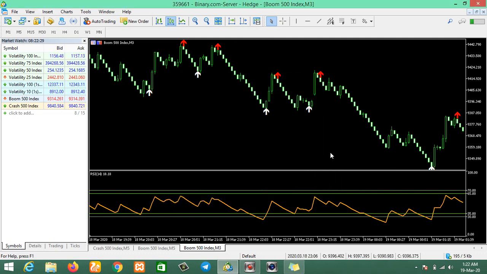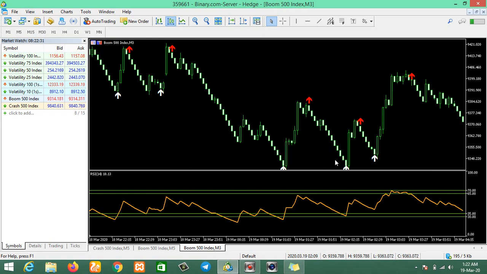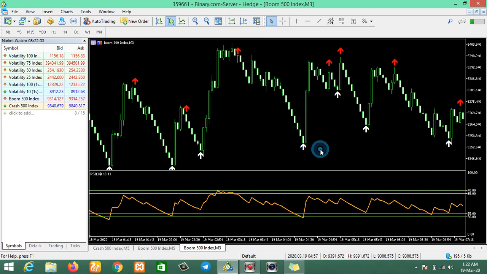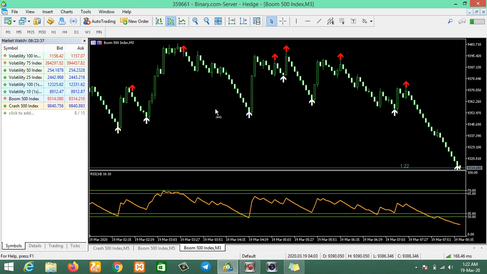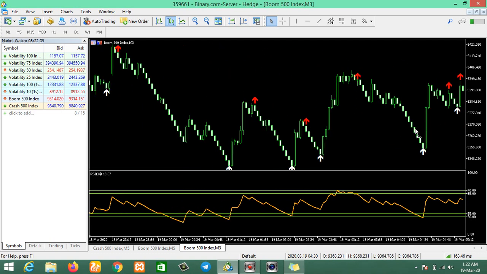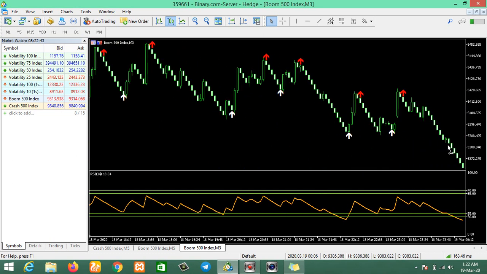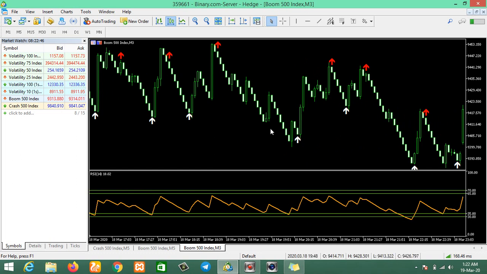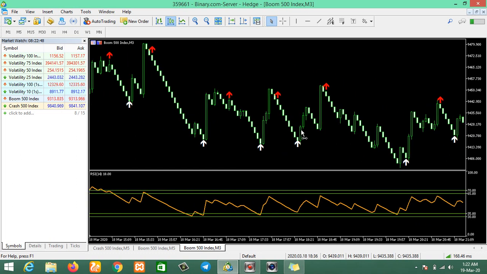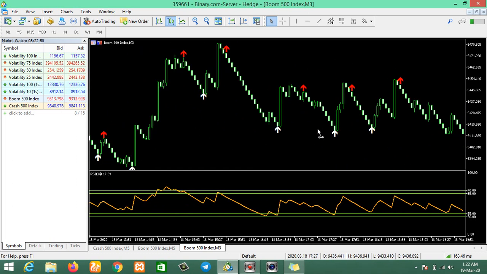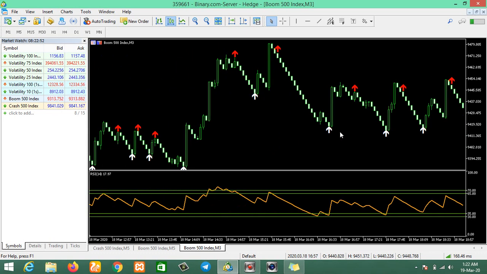Okay, so let's go back to our chart. How do we use this to analyze effectively, to know how we can benefit from it, how to stay in the market for at least 3 minutes before we exit the market? Okay, so for example, this indicator gives two specific signals. It is either a buy signal or a sell signal.